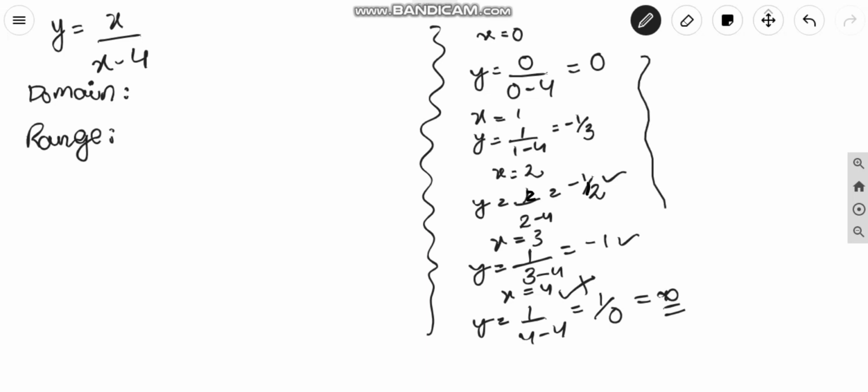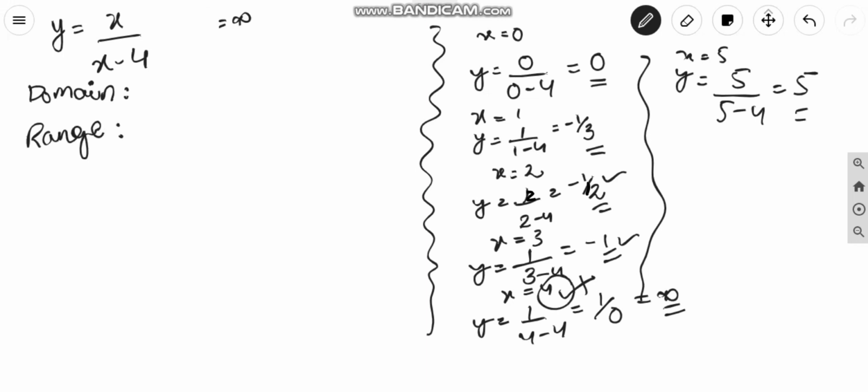Let's try a number greater than 4. X equal 5, so y equals 1 over 5 minus 4, that is 1. So we cannot only put x equal to 4 into the domain of our function. When we put x equal to 4, our function becomes undefined. So except 4, what will be the domain of our function? We can put all the real numbers except 4.